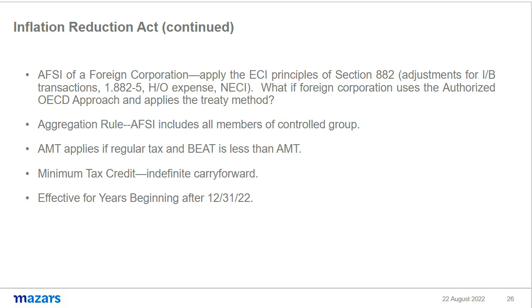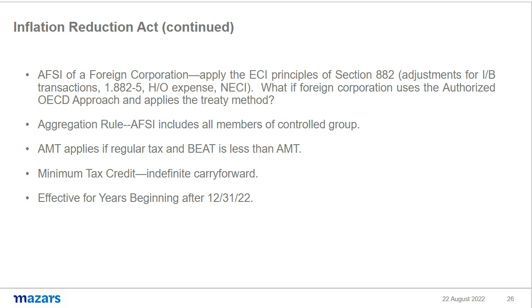A question arises if a foreign corporation uses the authorized OECD approach and applies the treaty method. We'll have to wait for some guidance from Treasury as to how they would be calculating their adjusted financial statement income.